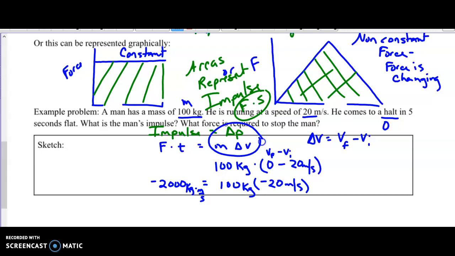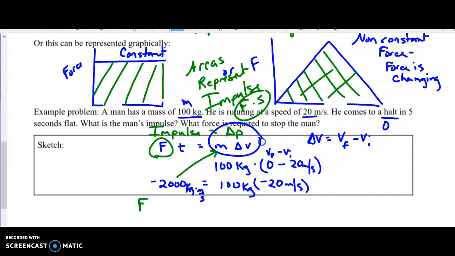Okay, that's what his momentum would be. And that's what his impulse would be too, because those two are equal. Now they want to know what force is required to stop him. So we're looking at this. What is the force right here required to stop him? Since we know that this is the change in momentum, we just need to look at what this force is required to stop him.